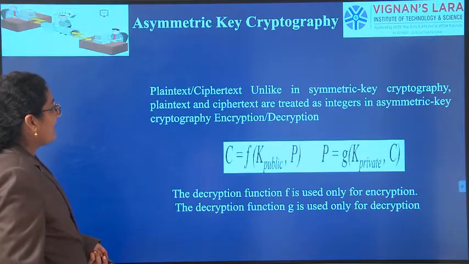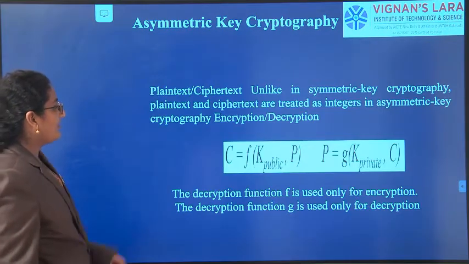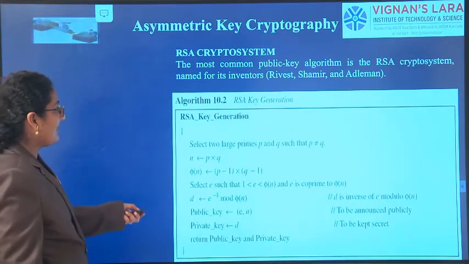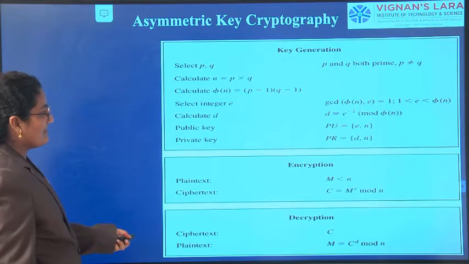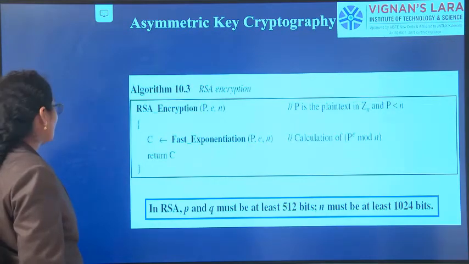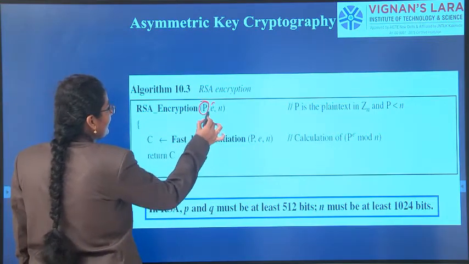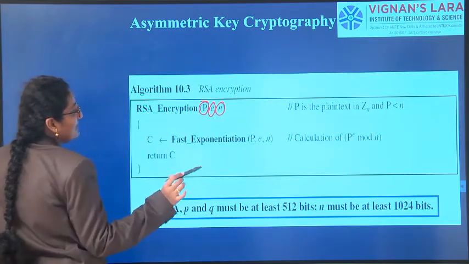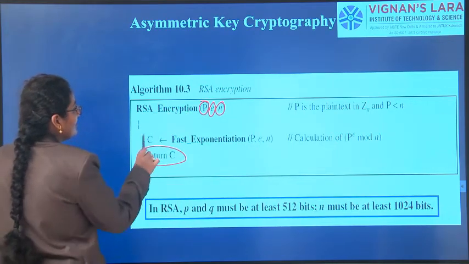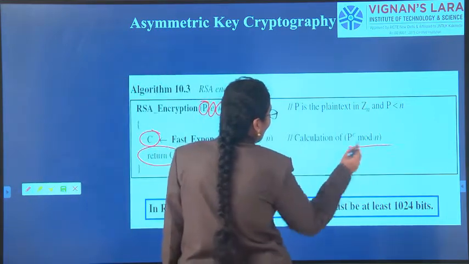So from this diagram we got the formulas. Next we are discussing about RSA algorithm. This is the RSA algorithm and these are the steps in RSA algorithm. Next, what is happening in encryption side? To do encryption we need plain text, we need E value, we need N value. All this we already calculated. We have to return C as the output. C is the ciphertext.